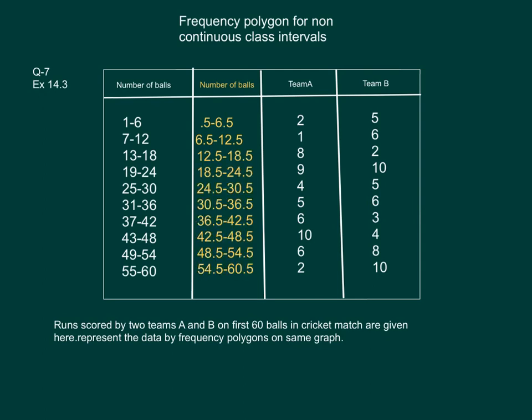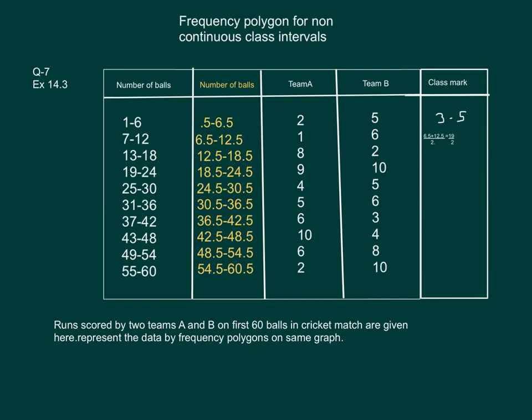Similarly, we can complete the whole column. Now our data becomes continuous. 0.5 to 6.5, 6.5 to 12.5, 12.5 to 18.5, and so on. Let us now calculate class mark for this continuous class interval. We get 0.5 plus 6.5 whole by 2, which is 7 by 2. So the first value is 3.5. Next one will be 6.5 plus 12.5 whole by 2, which is equal to 19 by 2, that is equal to 9.5. Similarly, we can complete the whole table.